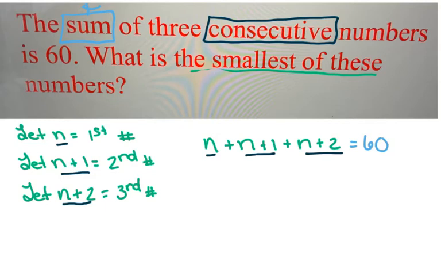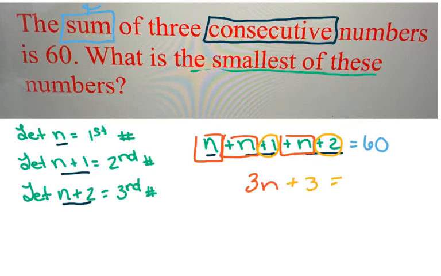Well, I need to put together my like terms. So I've got like term n, another n, another n, and I've got like term 1 and 2. So if I'm going to put them together, I'm going to end up with 1, 2, 3 n's plus 3. Gives me 60. So now I can go ahead and solve this. So I would subtract 3 on both sides. So 3n equals 57.